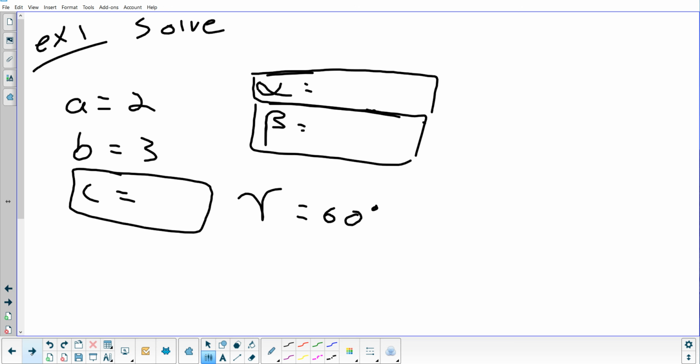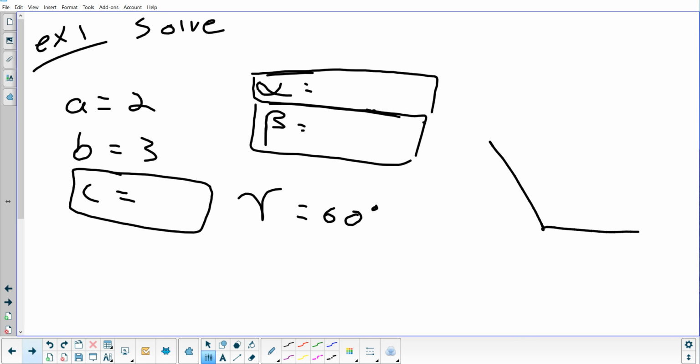So A is 2, B is 3, and gamma is 60. All right, so now when we look at that right away, how can you tell if we should try to start this with law of sines or law of cosines? Yeah. There isn't a full row filled in. Okay, which would mean what? It would be solved with law of cosines.